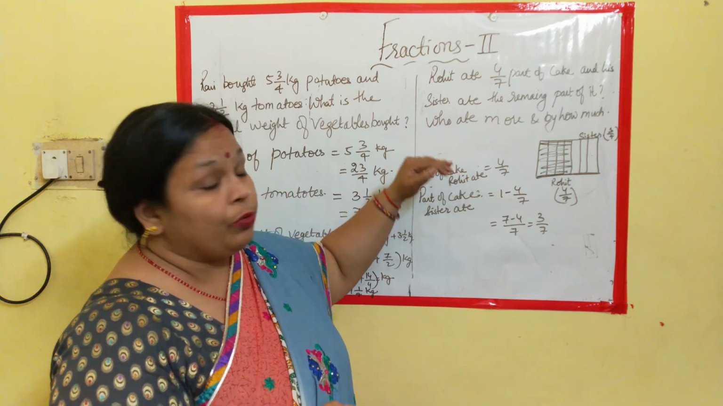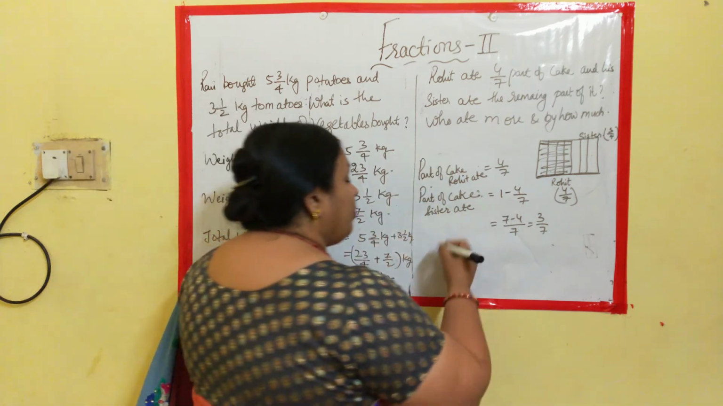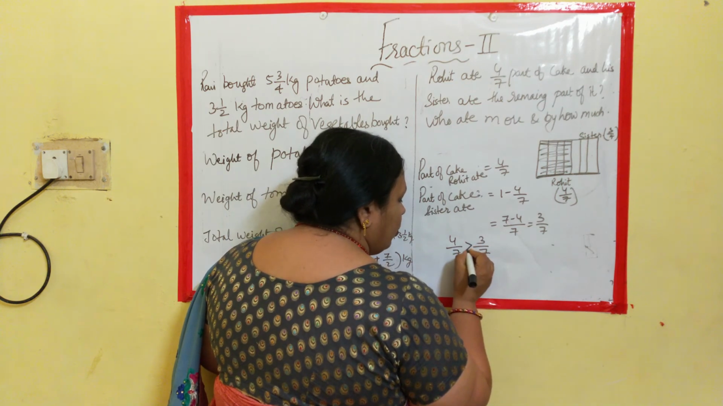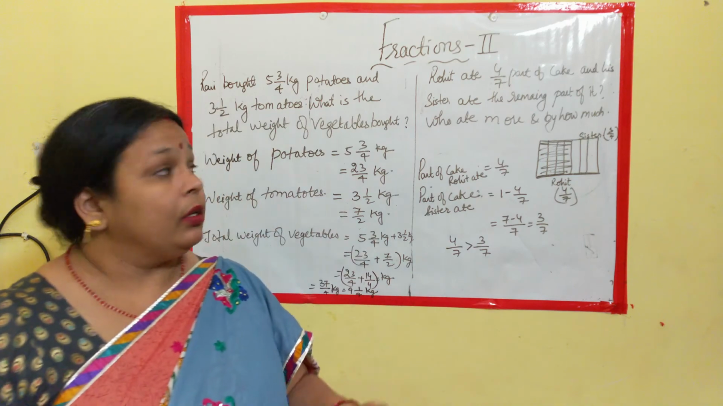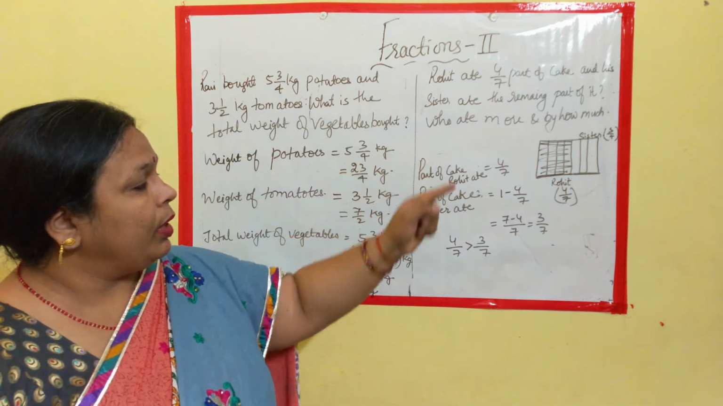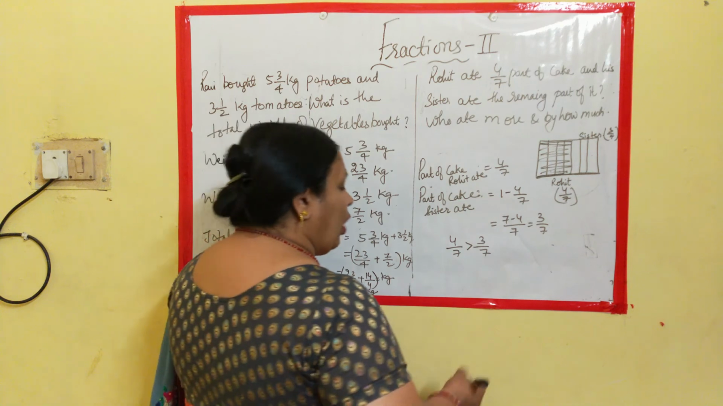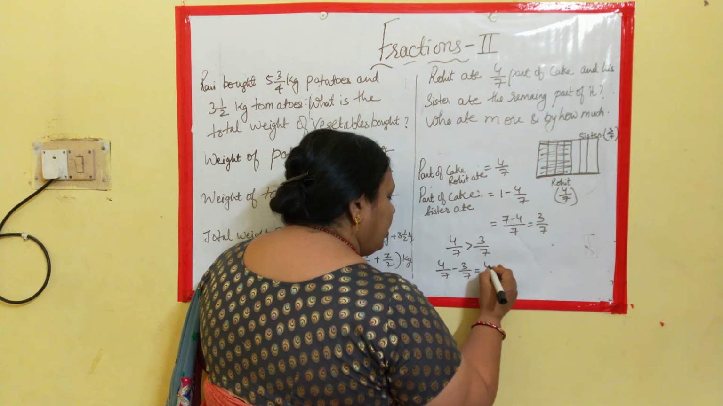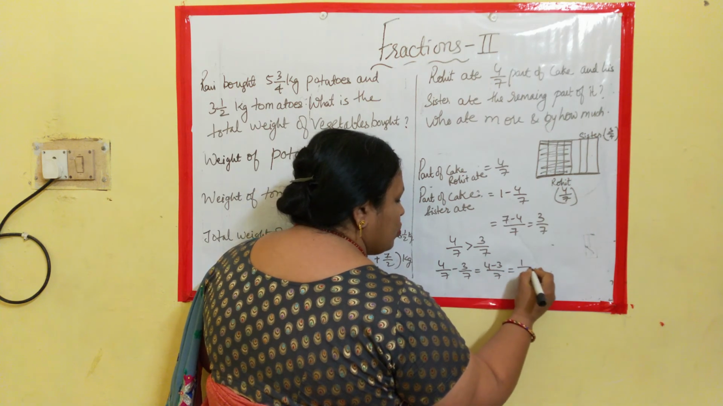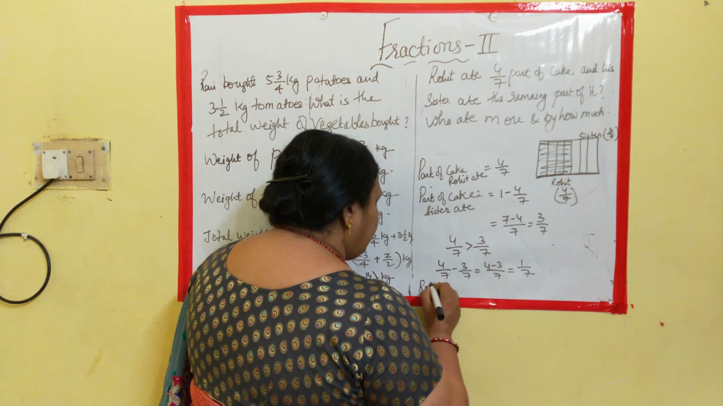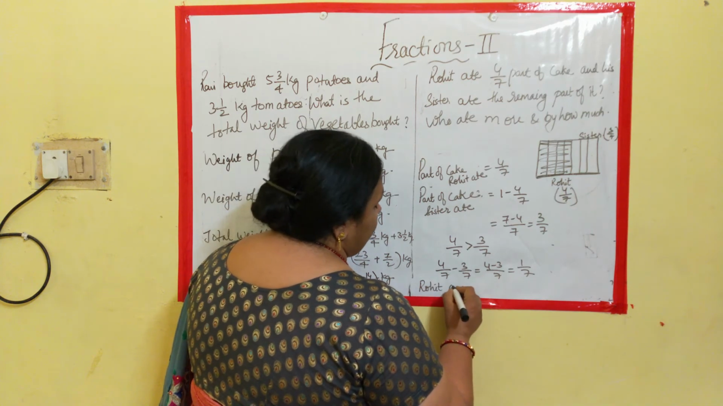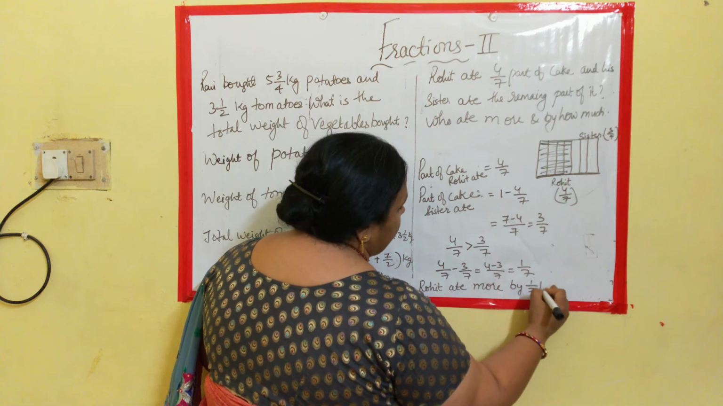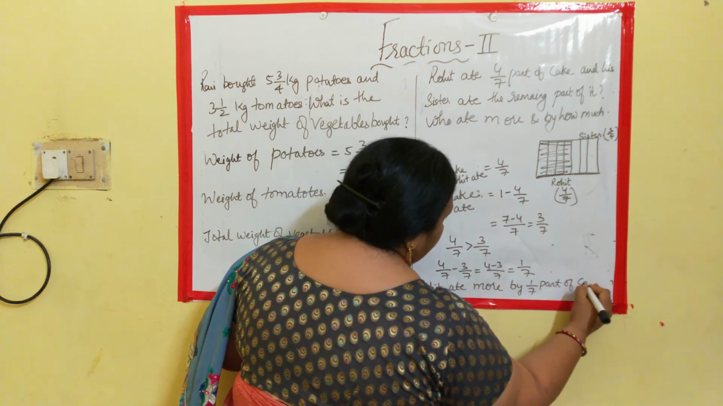We also need to find who ate more. So to compare 4/7 and 3/7, we know 4/7 is greater. So who ate more and by how much? For by how much, it is 4/7 minus 3/7, which means 4 minus 3 over 7 is 1/7. So Rohit ate more by 1/7 part of the cake.